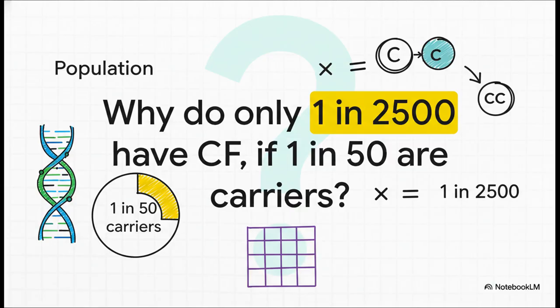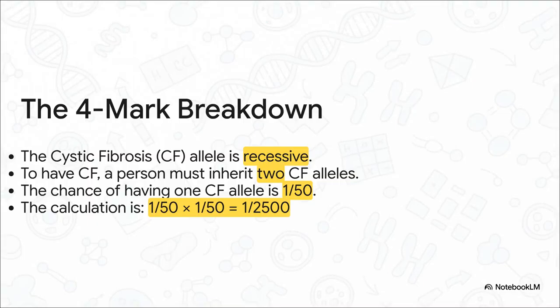Why the big difference? Here is the 4-mark logic straight from the mark scheme. Each of these points gets you a mark. First, you have to state the fundamental genetic fact. The cystic fibrosis allele is recessive. That's point 1. Second, you have to explain what that means. To get the disorder, you need to inherit 2 copies, 1 from each parent.